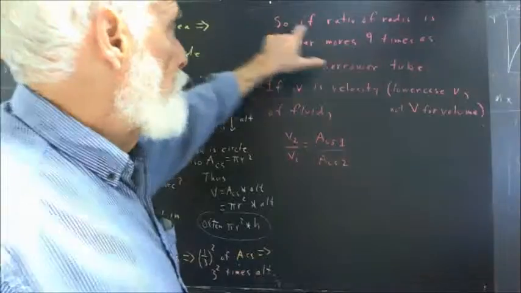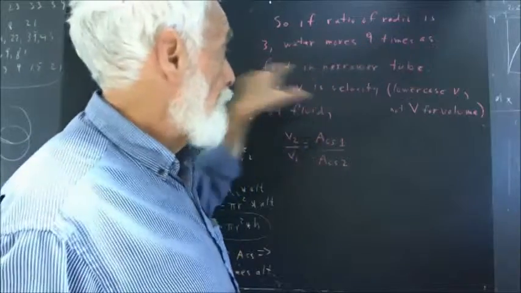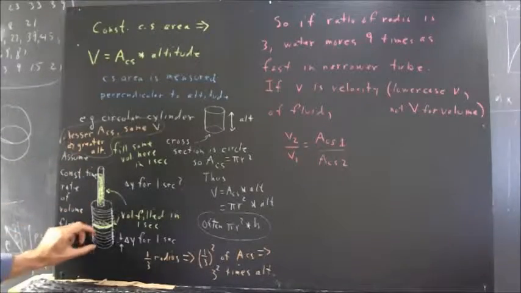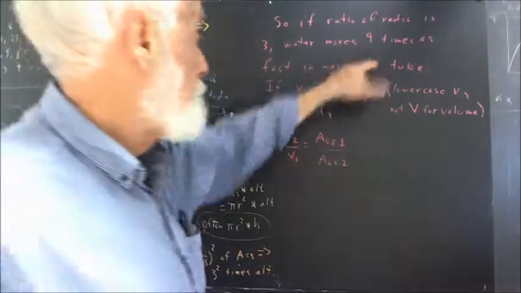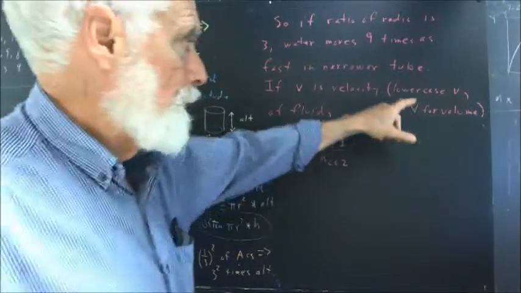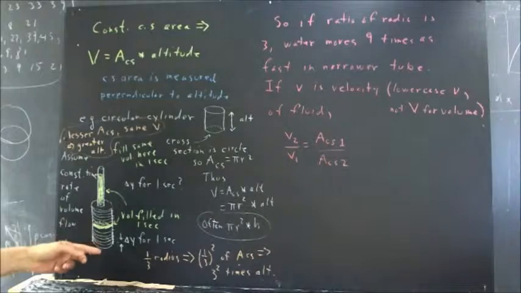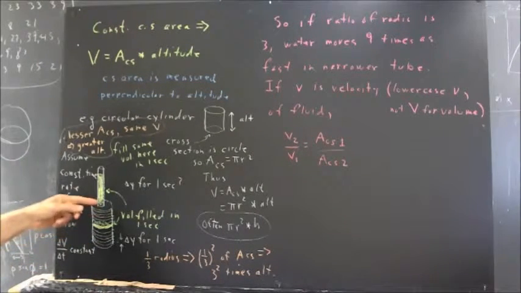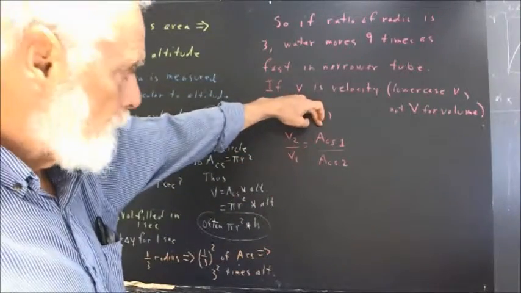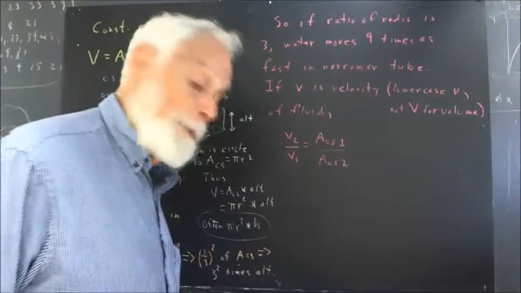Okay, well, we conclude if the ratio of the radii is 3, then water has to move 9 times as fast in the narrower tube. That is, in 1 second, it's got to go 9 times as high as it would down here. So it's got to be moving 9 times as fast in the narrower tube. So if v is the velocity, and that's a lowercase v, not the uppercase V for volume of the fluid, then if you have a velocity v1 down here and v2 up here, v2 divided by v1 is cross-sectional area 1 divided by cross-sectional area 2. And you ought to do a little bit of deep thinking and think about why that is.